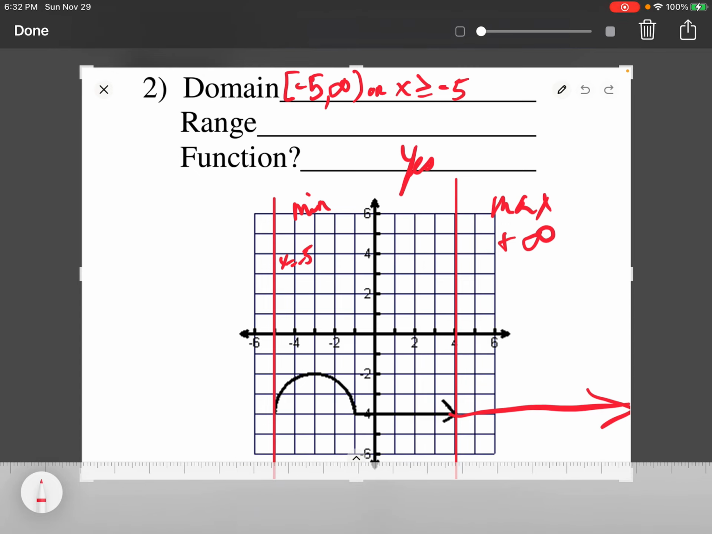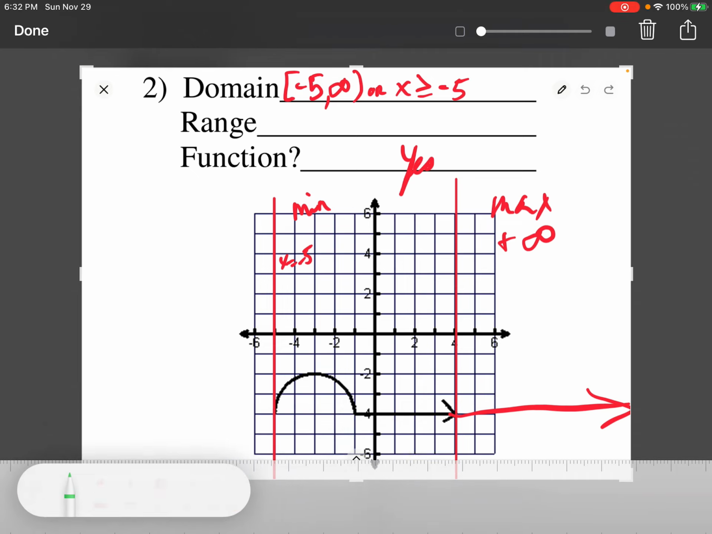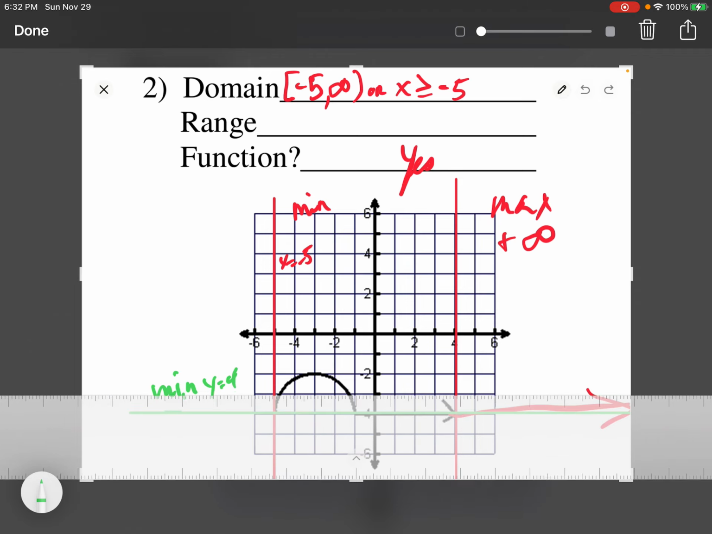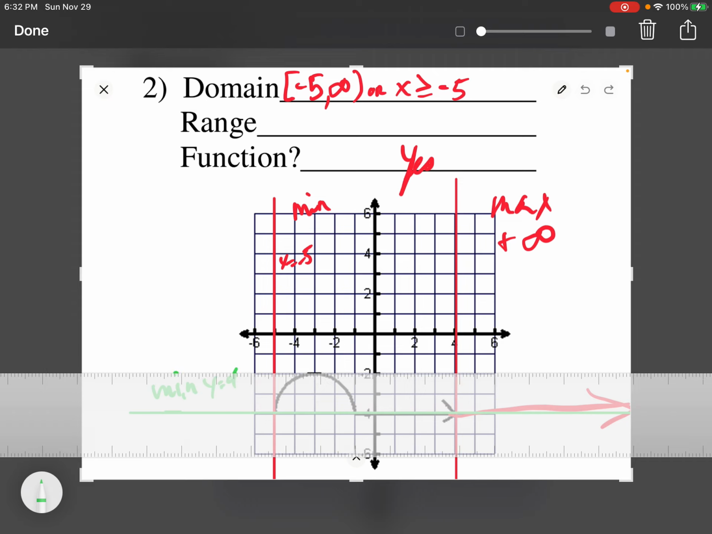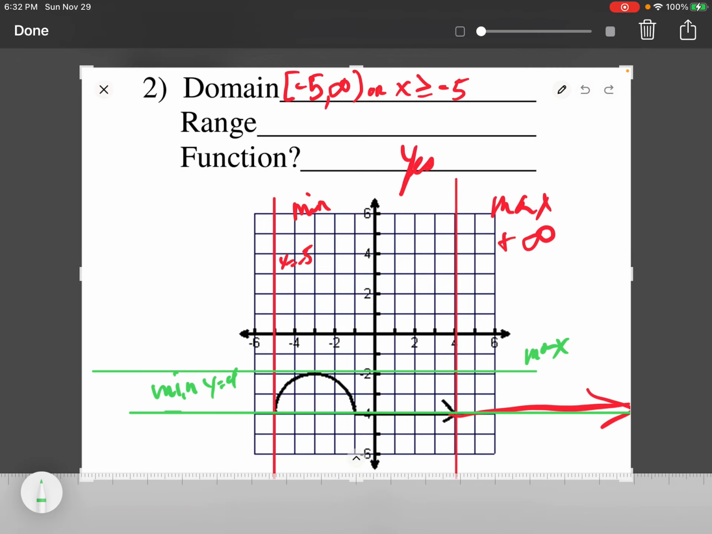So I'm going to go down here. I'm going to make this green. And the first time I hit the graph, what's the output? The output is right here. It's negative 4. So that's the minimum. And then I'm going to go all the way until I hit the max of that graph. And I'm going to draw another line. And that's going to be my max. And the max is negative 2. This is negative 4. This is negative 2.